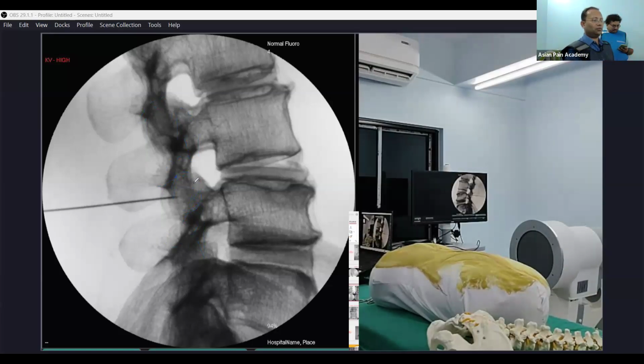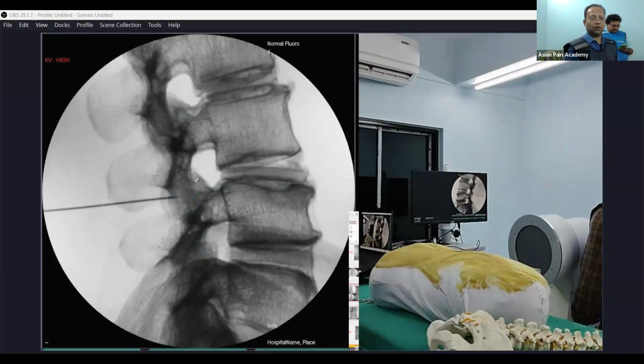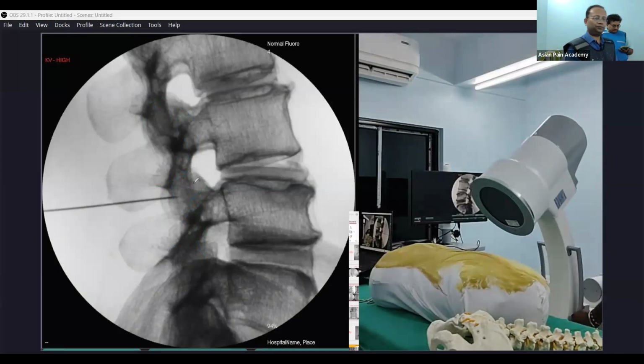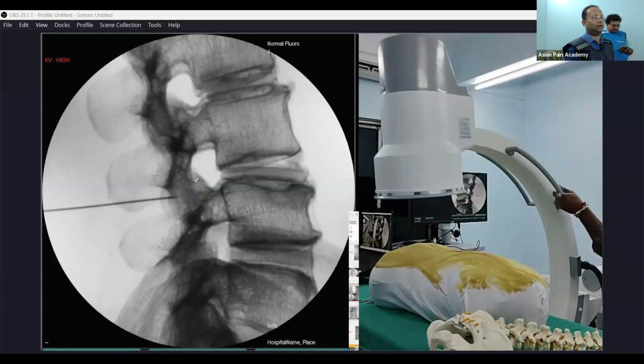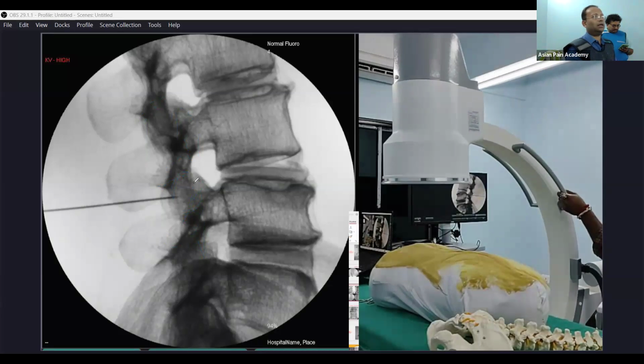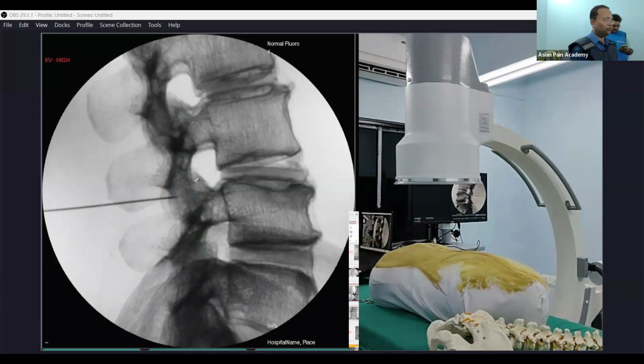Let us go to the previous picture, and now I show you the median branches, both median branches for that specific facet joint. Again, the same Scotty dog view. Let us take the same Scotty dog view.